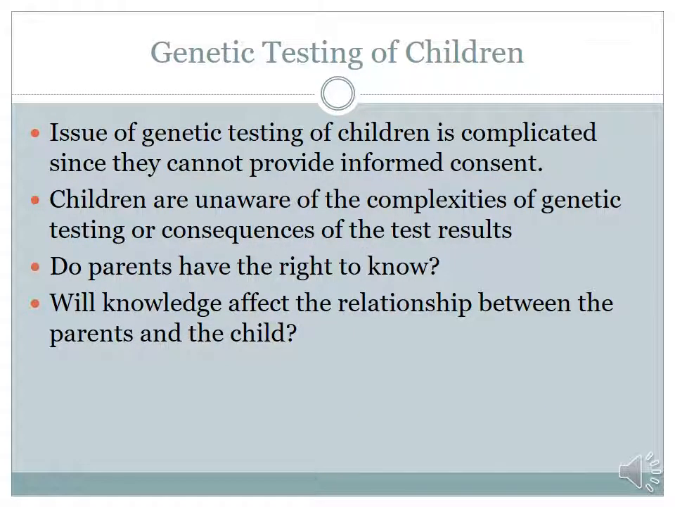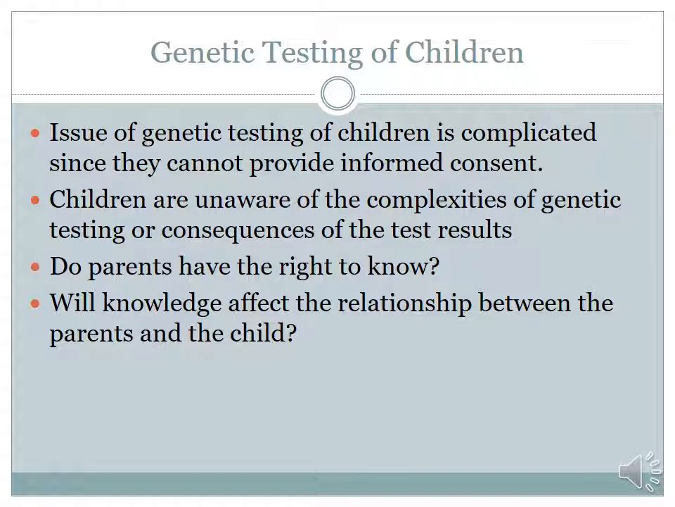Let's look at the genetic testing of children. Well, the issue of genetic testing of children is complicated. And it's complicated because children cannot provide informed consent. Children are not aware of the complexities of genetic testing or of the potential life-altering consequences of the test results. Parents may wish to know whether their children are at risk for conditions that run in families, but do they have the right to know? Will this knowledge alter the parent-child relationship? This is especially true of conditions for which there are no known preventions or treatments.